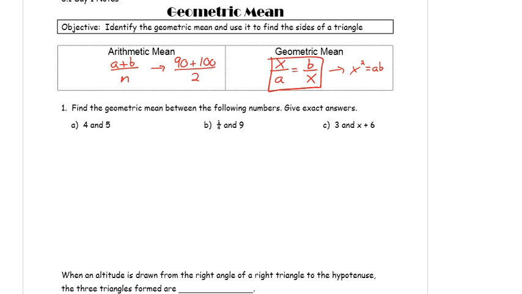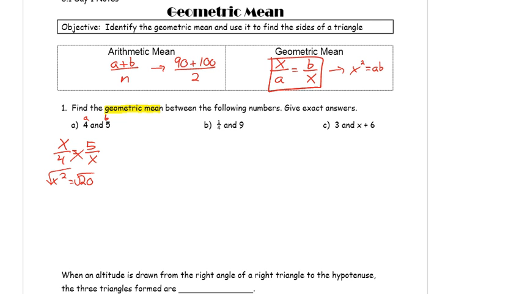So we want to find the geometric mean between the following numbers. Sometimes I'm actually going to give you the geometric mean, so we have to make sure we're careful with that. And then it says give exact answers. So find the geometric mean means we're going to say this is A, this is B, and we're going to call it x over 4 equals 5 over x. The geometric mean should always be diagonal. Cross multiply. We get x squared equals 20.